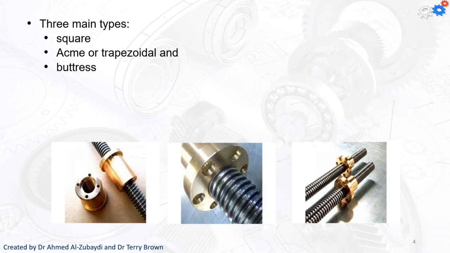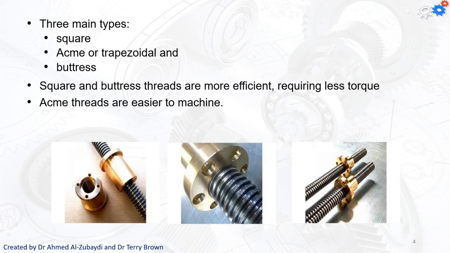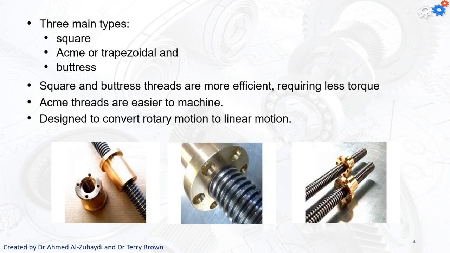Three main types we have for the power screws: the square, the Acme or trapezoidal type, and the buttress type. And this is what you have in these photos. The square and the buttress threads are more efficient, requiring less torque, while the Acme threads are easier to machine. They're designed to convert a rotary motion to a linear motion, as we mentioned earlier.